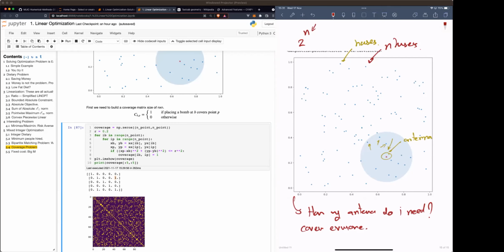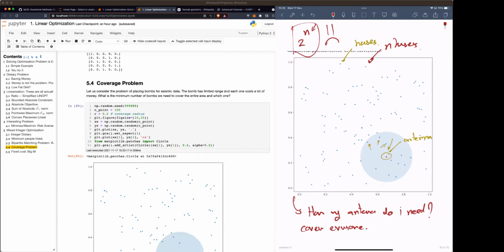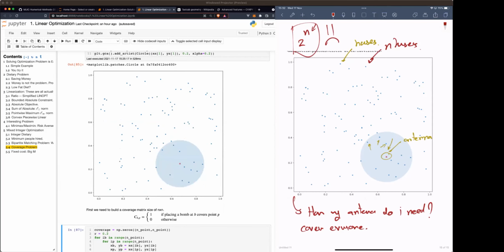But this guy can solve it in no time because of some tricks. Okay, so far so good. So this is what we want to do. Searching this is a sad life. I don't know how many houses there are. How many did I put? 100. 2 to 100 is even more than the number of atoms in the universe. No, you don't do it.